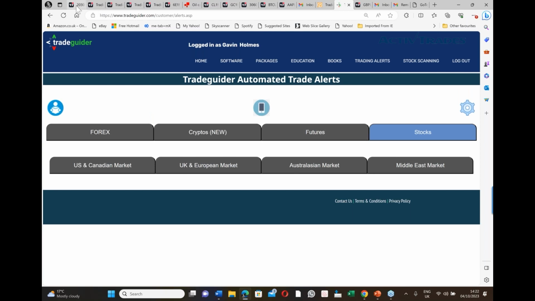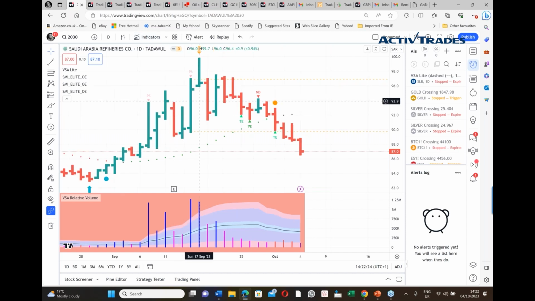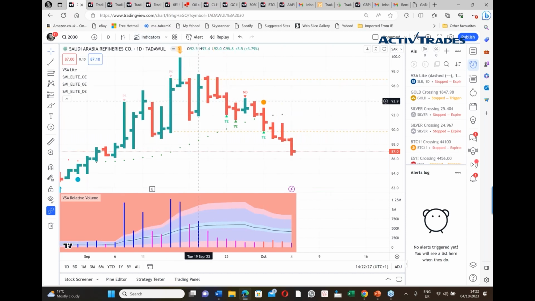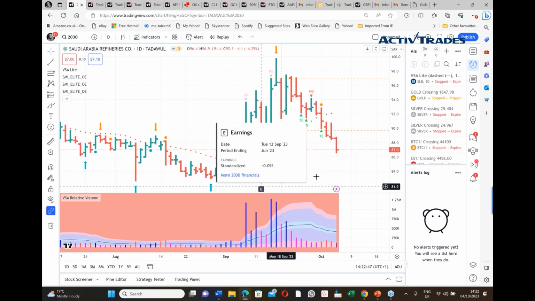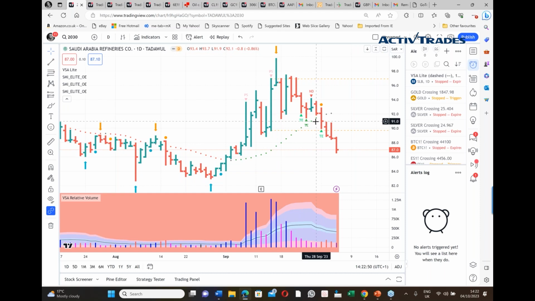And I was asked to look at this stock. Now, I don't know anything about Saudi Arabia refineries. I'm not an expert in this. But what I did see was the markup of price on massive volume, followed by no demand. There was an earnings report just down here, which caused it, and then it completely came down.